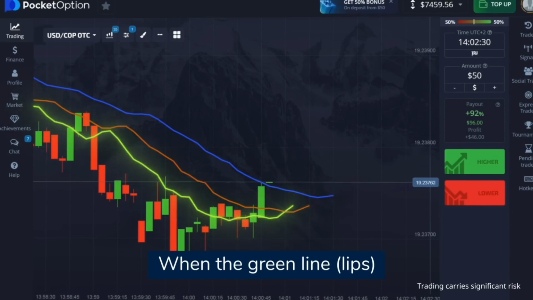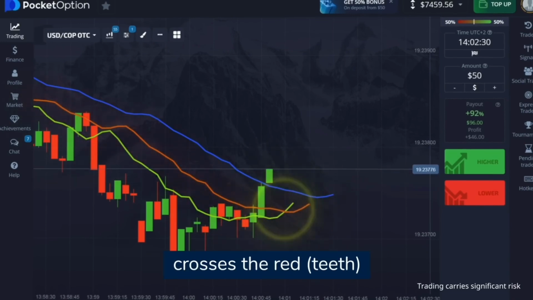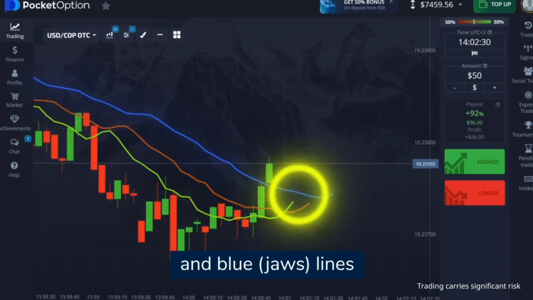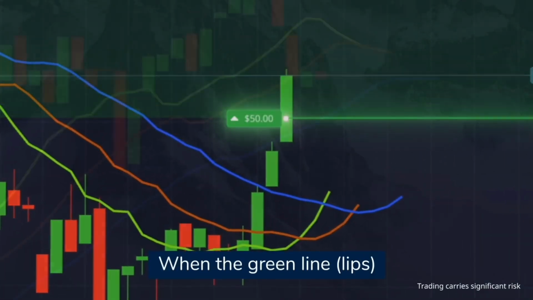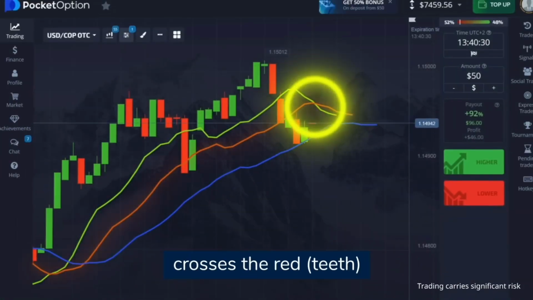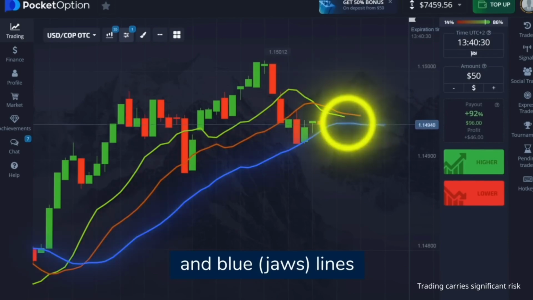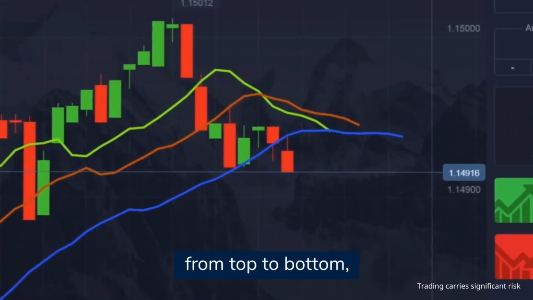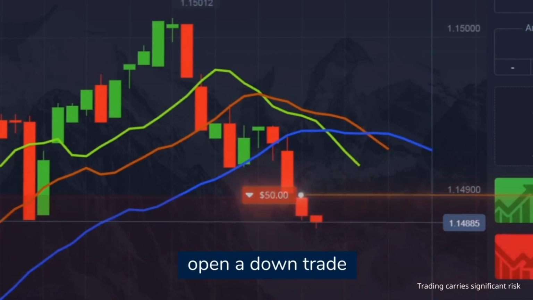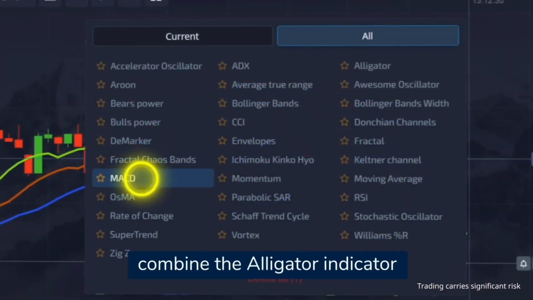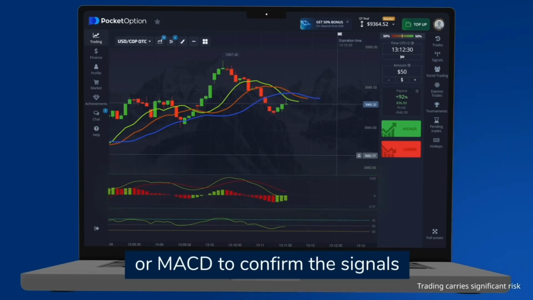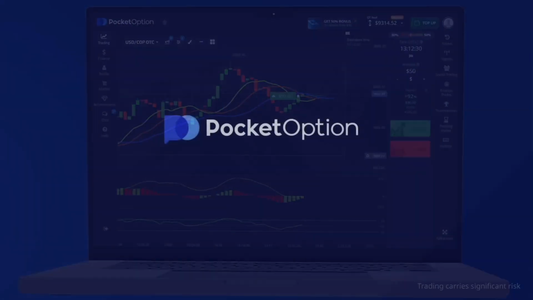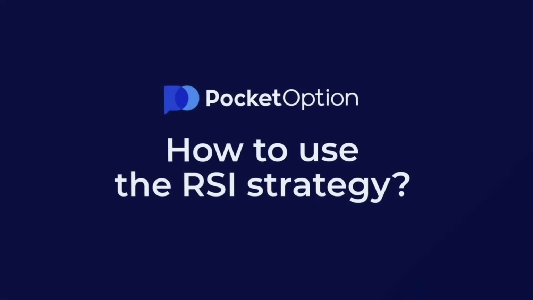When the green line, lips, crosses the red, teeth, and blue, jaws, lines from bottom to top, open an up trade. When the green line, lips, crosses the red, teeth, and the blue, jaws, lines from top to bottom, open a down trade. The best results come from combining the alligator indicator with other tools such as RSI or MACD to confirm the signals. How to use the RSI strategy.